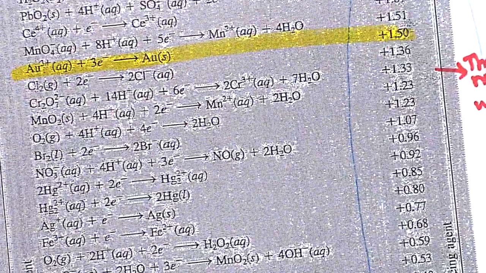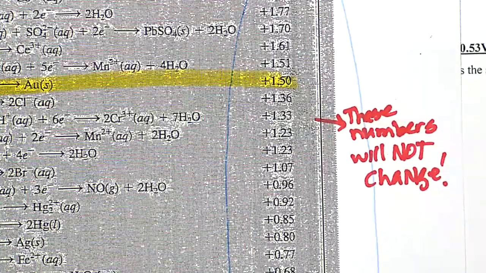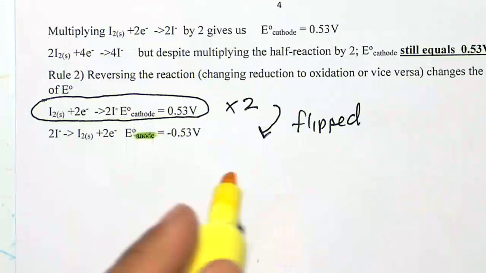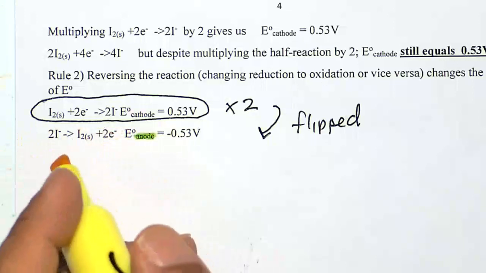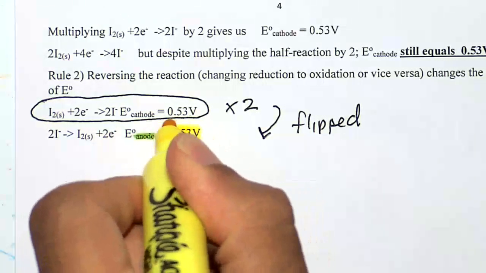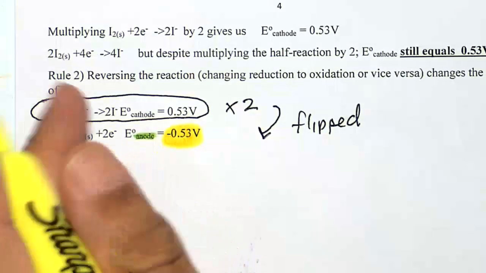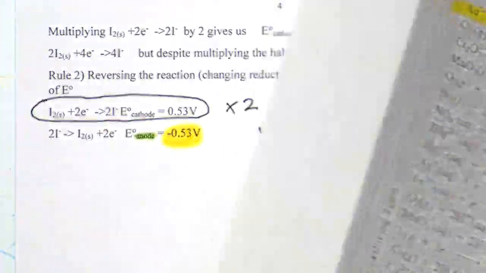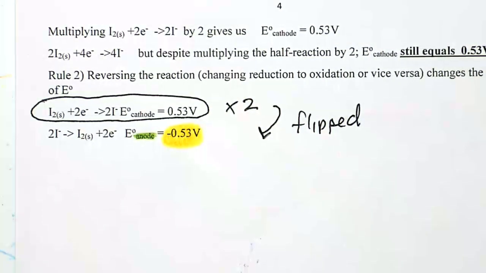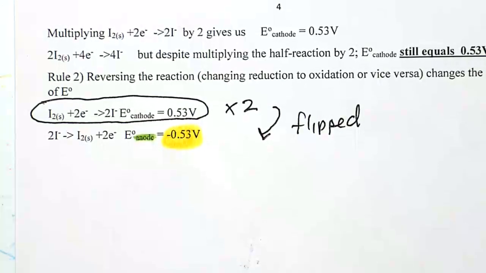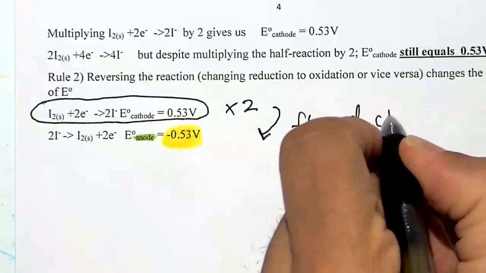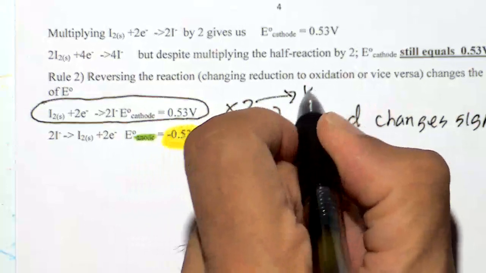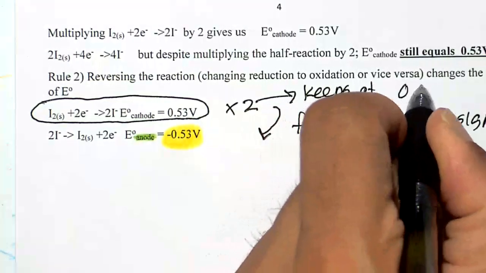So what has only changed by flipping it? The sign. Okay, so this is very important. I've seen this for 9 years here at Methodist. People will multiply this by 2 and they won't change the sign. They change the actual value of this number, but the actual value of this number never changes. If you want to know the reason why, it's because this is called a state function. State functions don't change. So multiplying it by 2, the number stays the same. Flipping it changes the sign. And multiplying by 2 keeps it still at 0.53 volts.